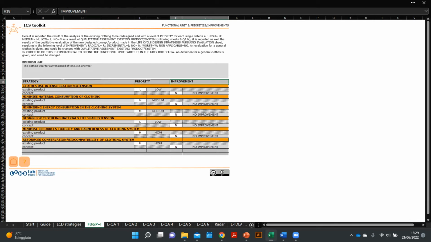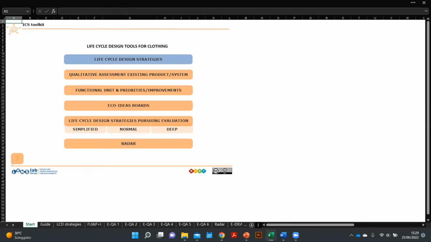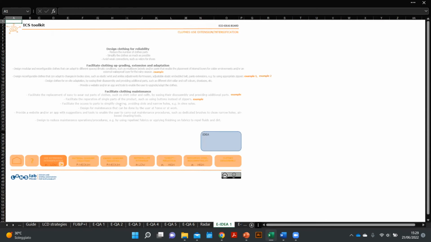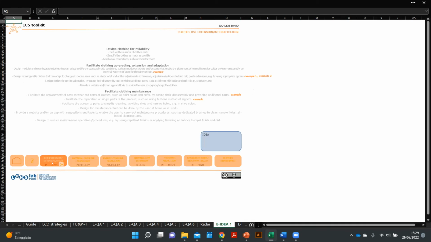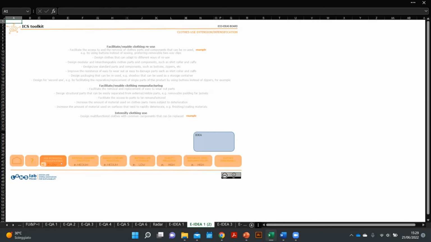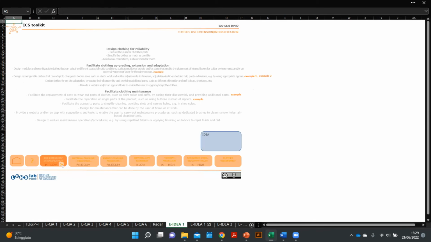Obviously, at the beginning of any design process, this is empty. You don't have any improvement. So no improvement for all. Then the boards, quite important for what we are doing today. Just a small thing that maybe is easy to miss is that for every strategy, this small arrow allows you to navigate through the different guidelines. There are many guidelines for each strategy, so you see that these buttons allow you to explore them all.